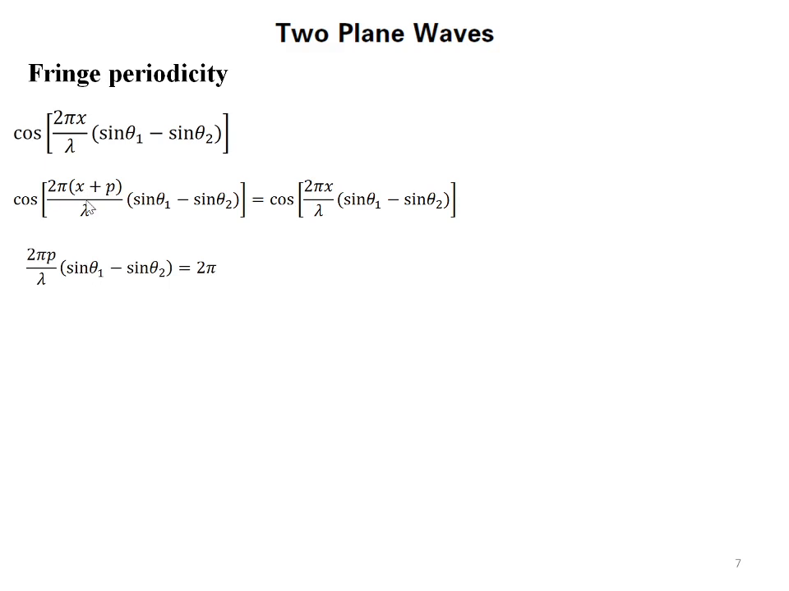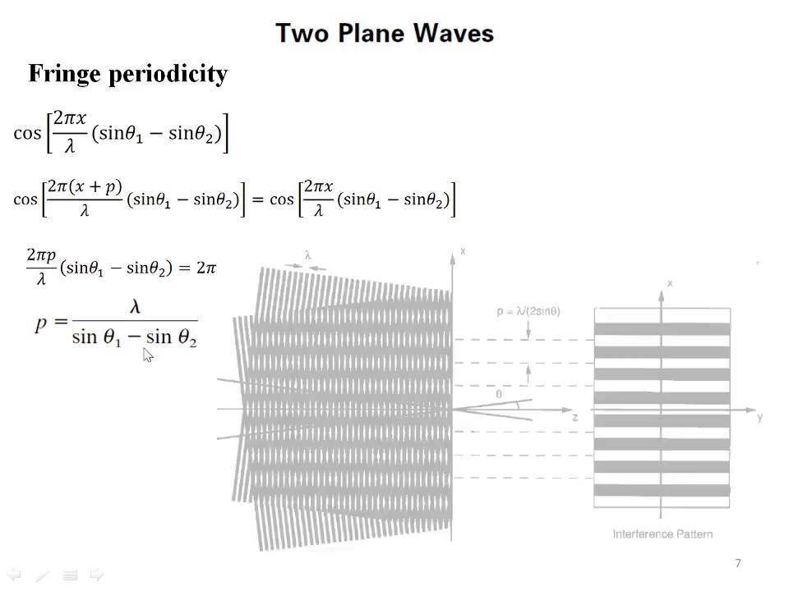It means 2 pi p by lambda into sine of theta 1 minus theta 2 should be equal to 2 pi. So what should be p? P should be equal to lambda divided by sine of theta 1 minus theta 2. Just these things cancel, you take p to this side and lambda goes to that side. That is the simplification you can do.